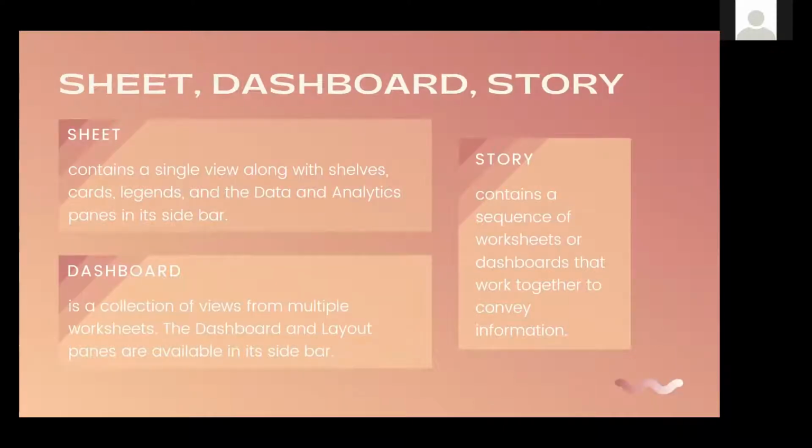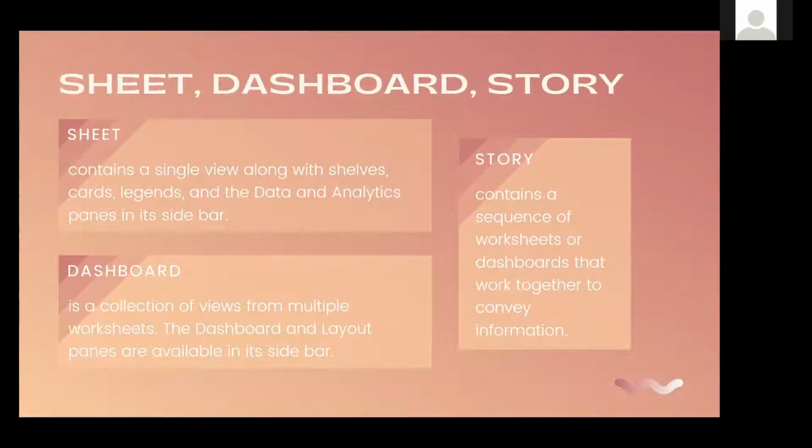And now we have sheet, dashboard, and story. So sheet, dashboard, and story basically means our canvas in Tableau. You guys don't need to pay attention to the details here. I will just summarize for you guys. So sheet basically means we have one single visualization. It can be a bar chart or pie chart or line graph. So one sheet consists of one single visualization.